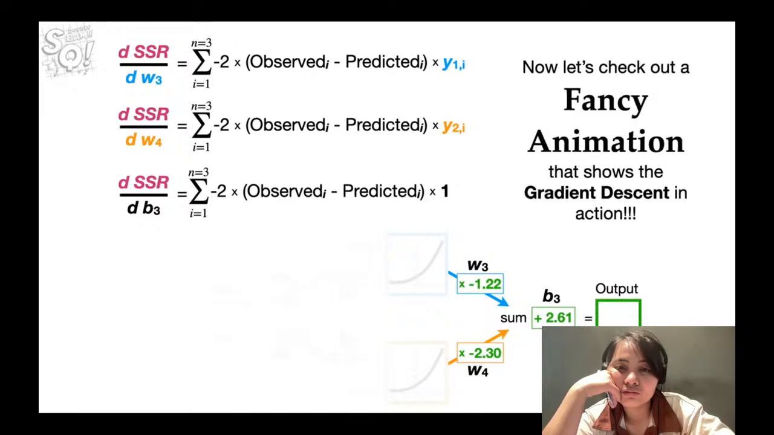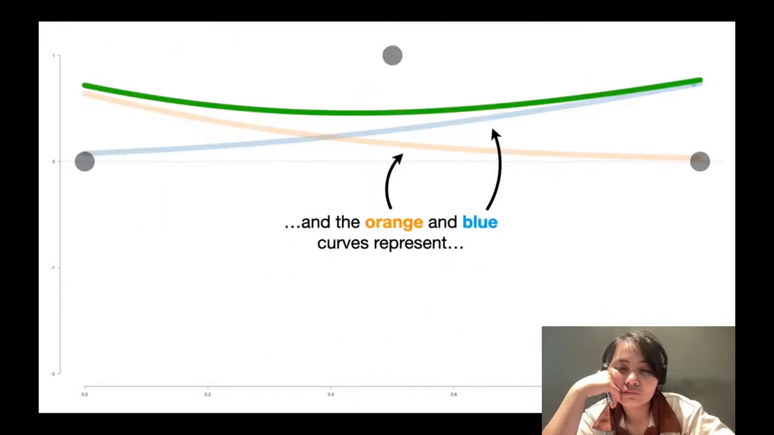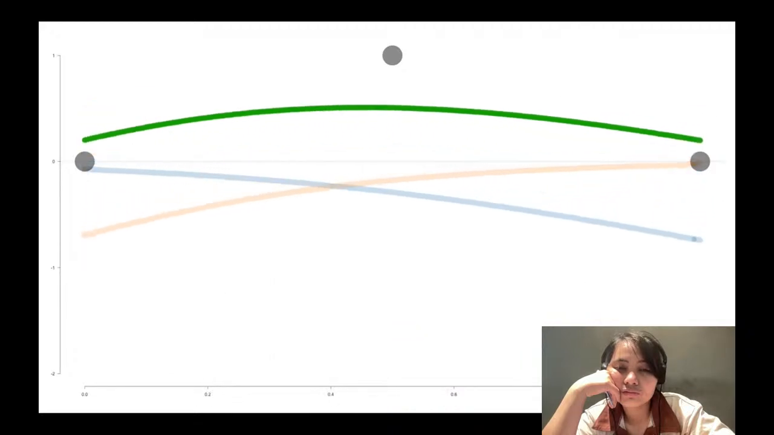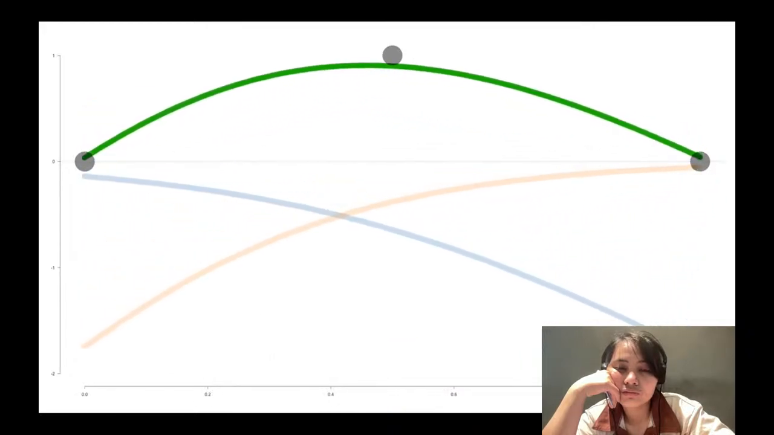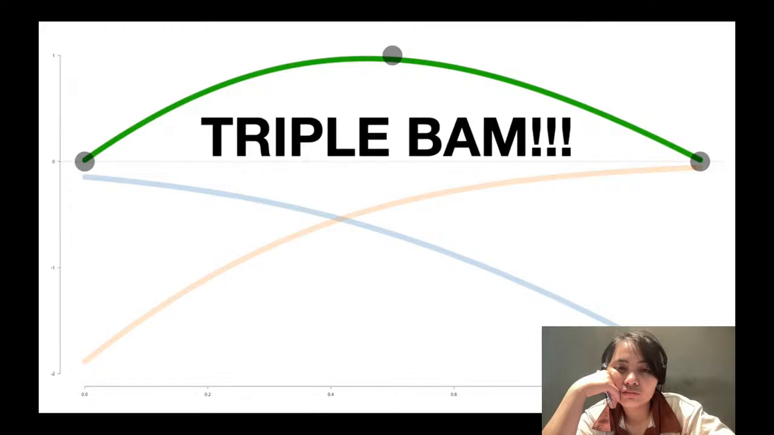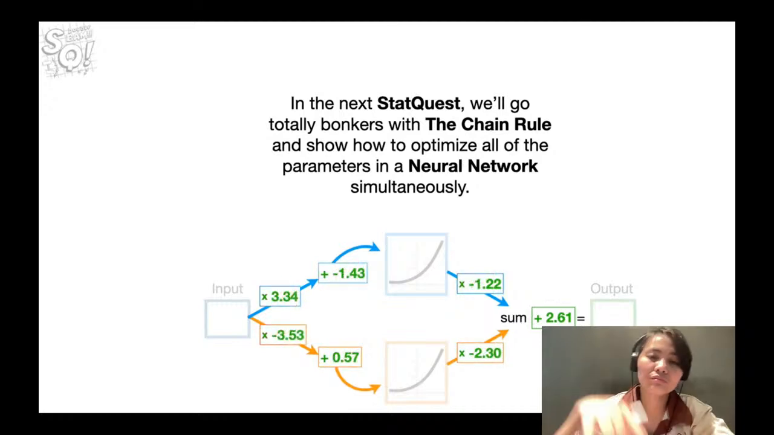Now let's check out a fancy animation that shows the gradient descent in action. These gray dots represent the data that we are using to train the neural network, and the orange and blue curves represent the orange and blue curves. And the green squiggle represents the sum of the orange and blue curves plus b sub 3. Now, watch how the green squiggle fits the data after 175 steps in gradient descent. Bam! So, after a bunch of steps, we see how gradient descent optimizes the parameters. Triple bam! In the next StatQuest, we'll go totally bonkers with the chain rule and show how to optimize all of the parameters in a neural network simultaneously.